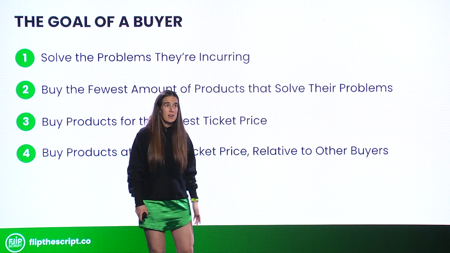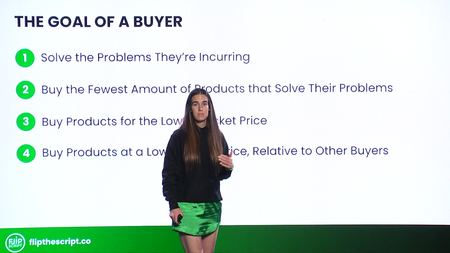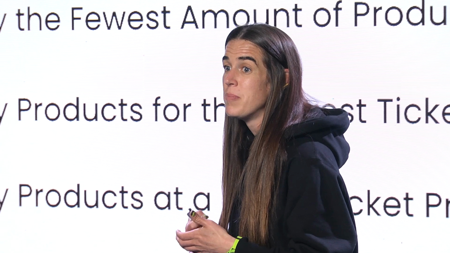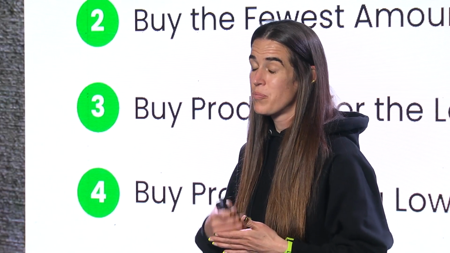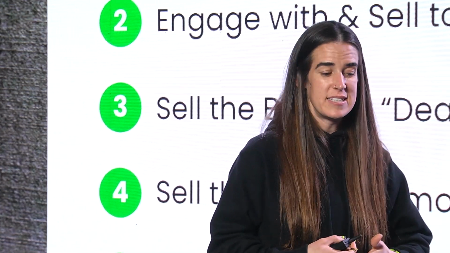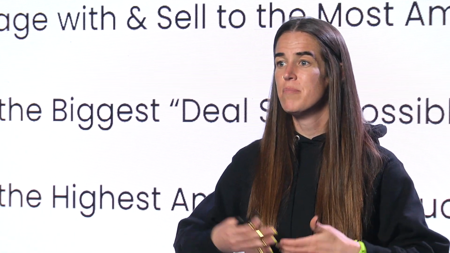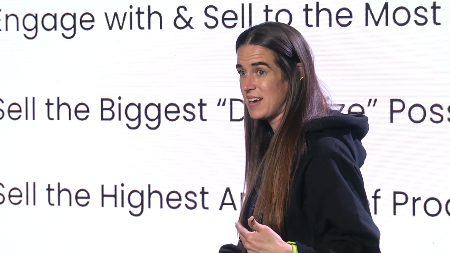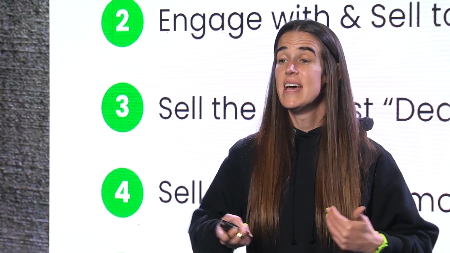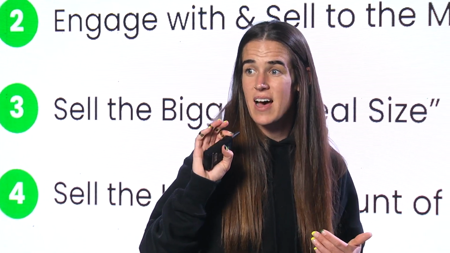The goal of a buyer is to solve the most amount of problems with the fewest amount of products, to buy those products at the cheapest ticket price that will achieve their goal, and to buy it at a lower relative price than other people. The goal of a seller is to sell the most amount of products to the most amount of people, at the highest ticket price, for the biggest deal size possible, to the most customers possible within their TAM.